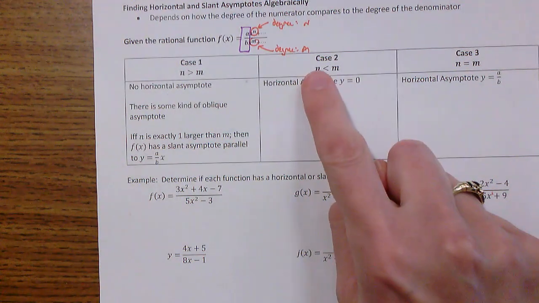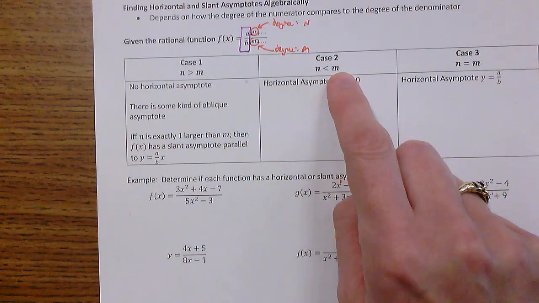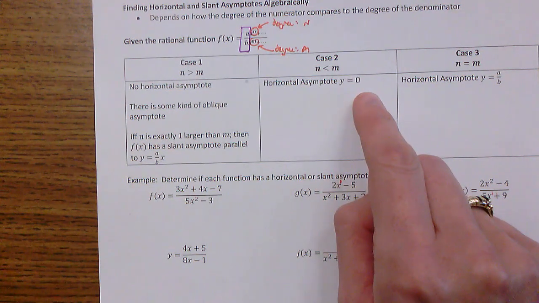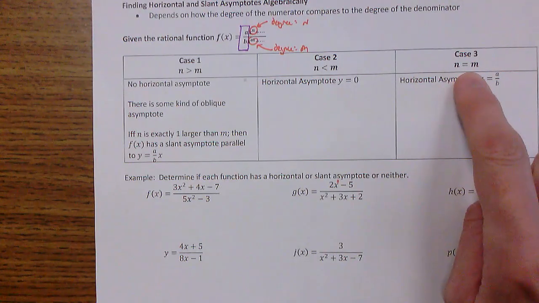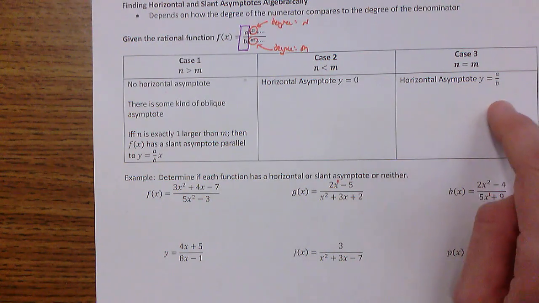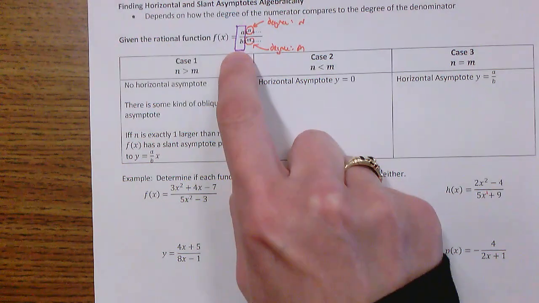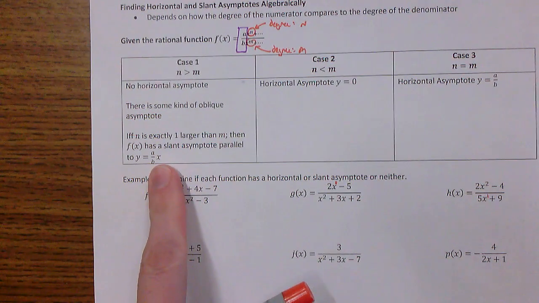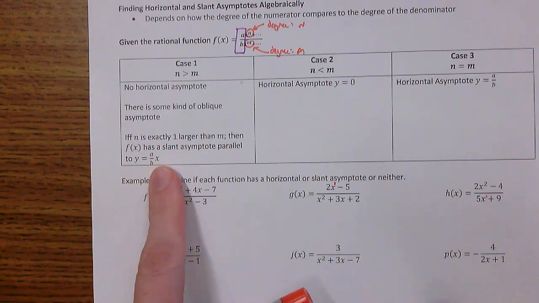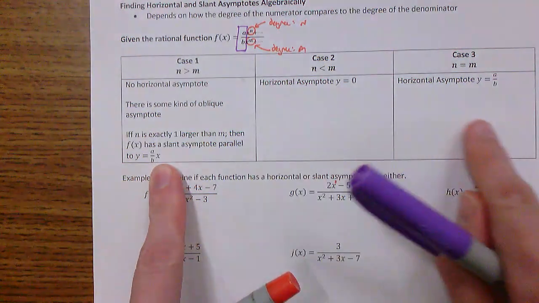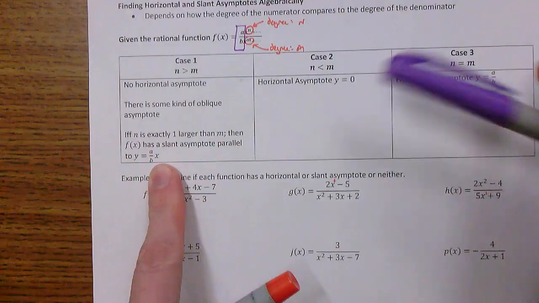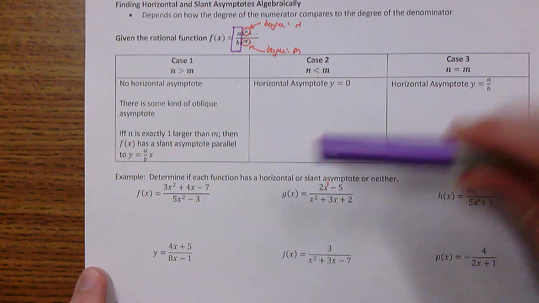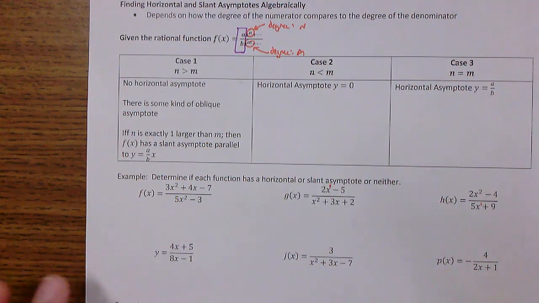Case 2, if the degree on the top is smaller than the degree on the bottom, then you have a horizontal asymptote, and it's at y equals 0. Okay, and then case 3, if the degrees are the same, you have a horizontal asymptote, and it's at, again, that same ratio there. Okay, so quick difference, this one, slant asymptote, will be parallel to a line where that is the slope. This one is going to be like a horizontal line at that number. Okay, so this one will be a slope. This one's just the actual number that line's at.